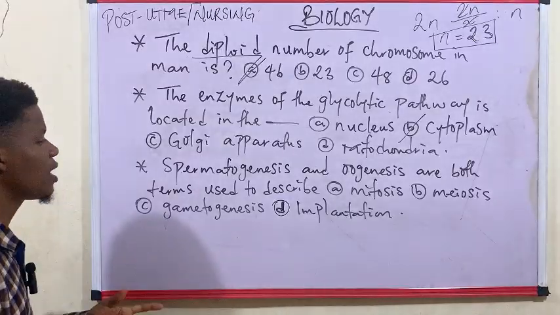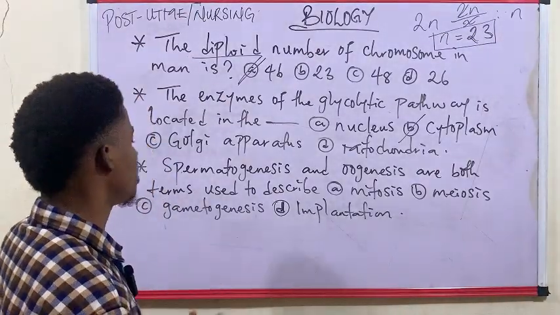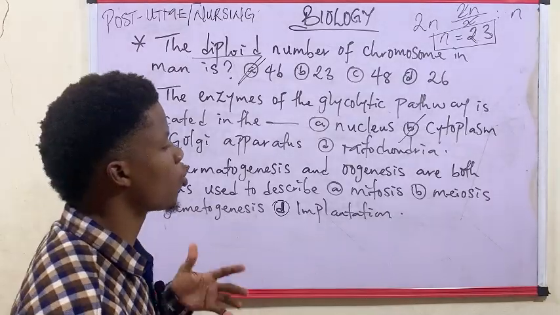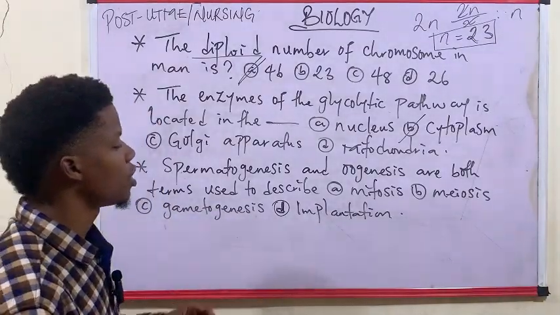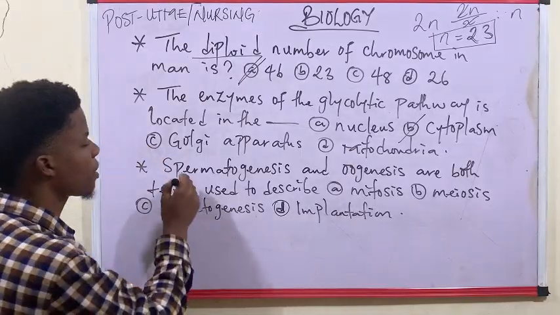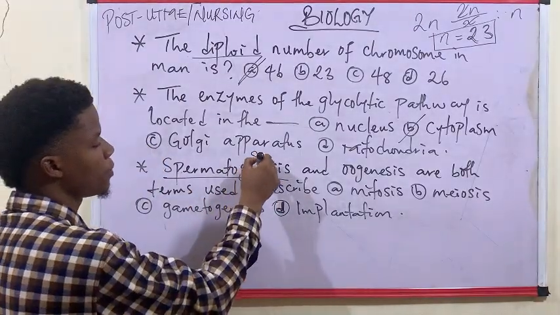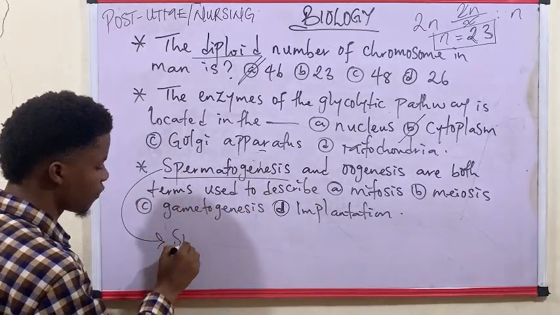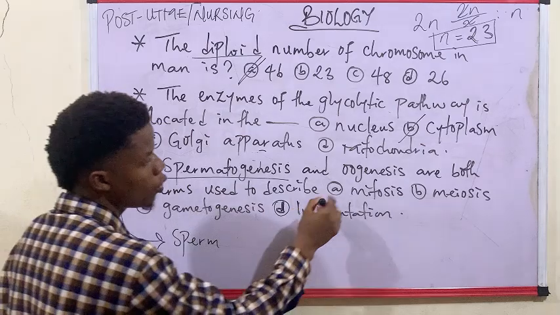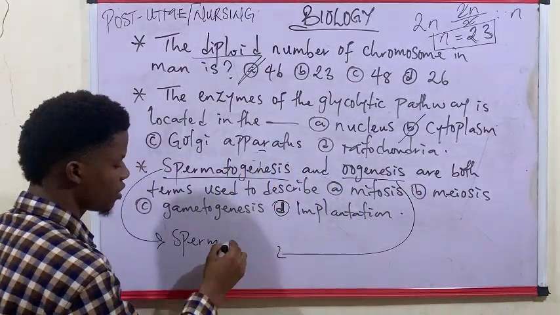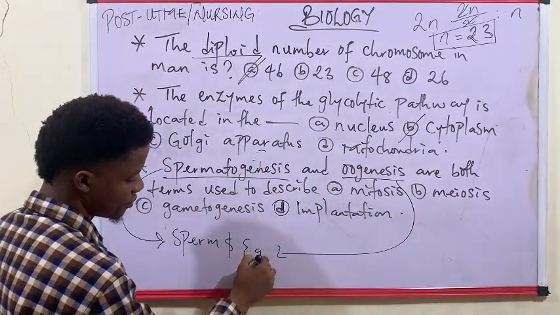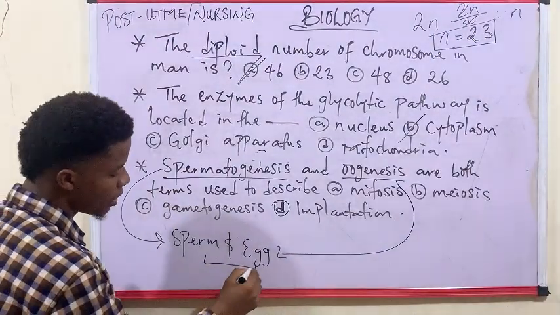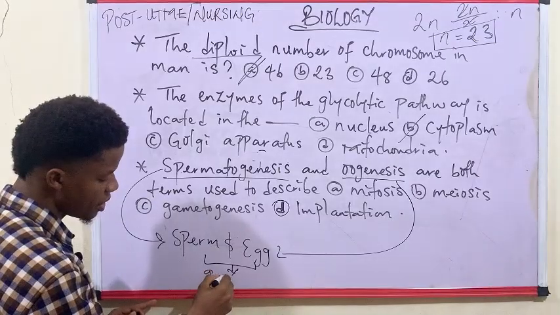The answer is B, cytoplasm. Then lastly, spermatogenesis and oogenesis are both terms used to describe what? Spermatogenesis is the process that results in the formation of sperm. Oogenesis results in the formation of egg. Sperm and egg are both collectively called gametes.